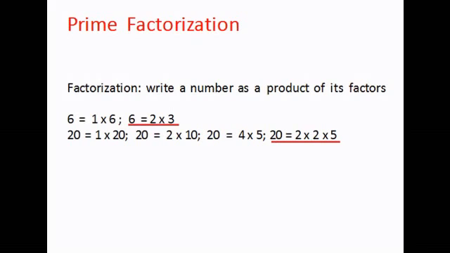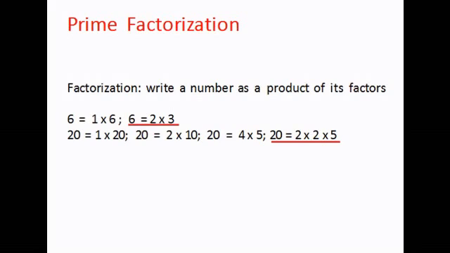Now what I have done here, I have underlined only some of the factors. Do you see any difference between the factors that I have underlined and the ones that I have not? Let's take the example of 6 again. What is the difference between 2 multiplied by 3 and 1 multiplied by 6? The factors 2 and 3 both are prime numbers, whereas in 1 and 6, 6 is a composite number.